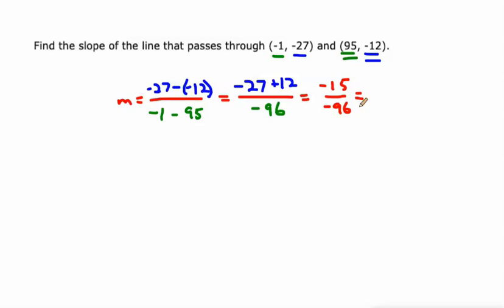And this can be simplified a little bit because, again, both of these are divisible by 3, so we'll call it positive 5 over positive 32. So 15 divided by 3 is 5, 96 divided by 3 is 32. 5 over 32 is the slope of the line. Every time the x value goes up 32, the y value goes up 5.